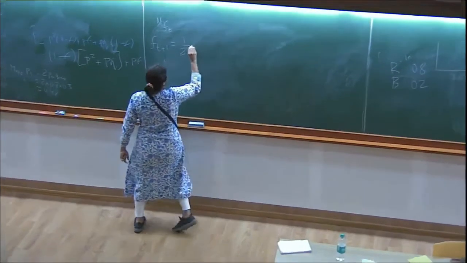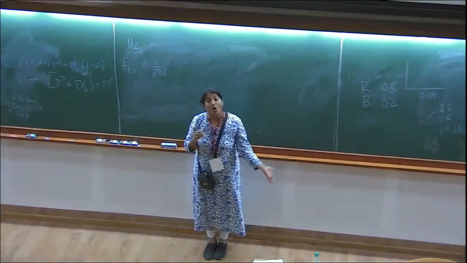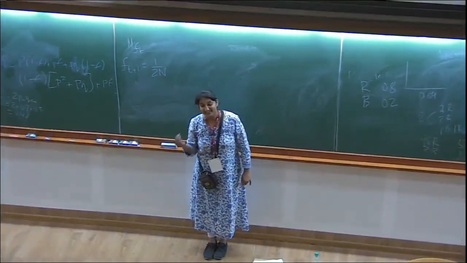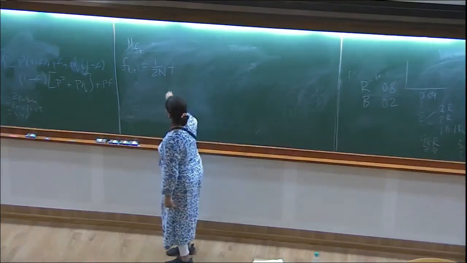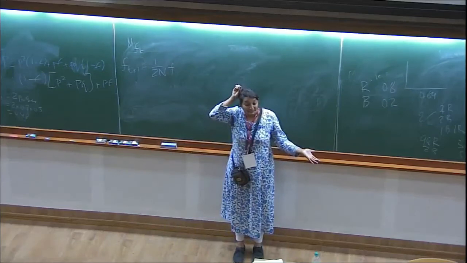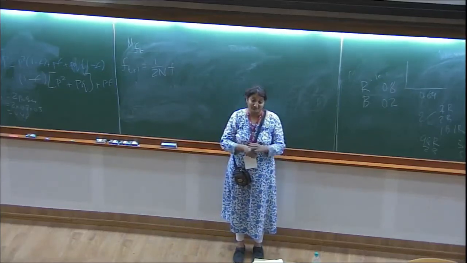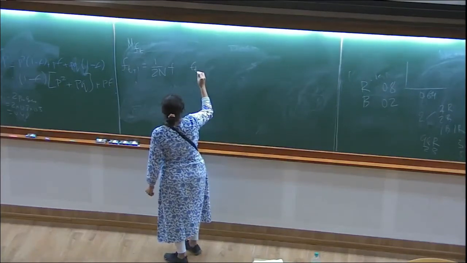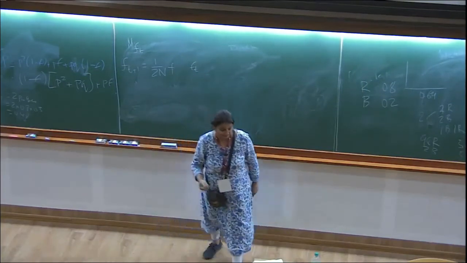So either they are identical by descent in this generation, or they were already identical by descent in the last generation. So what is the probability that they were identical by descent in the last generation? That was Ft, right?